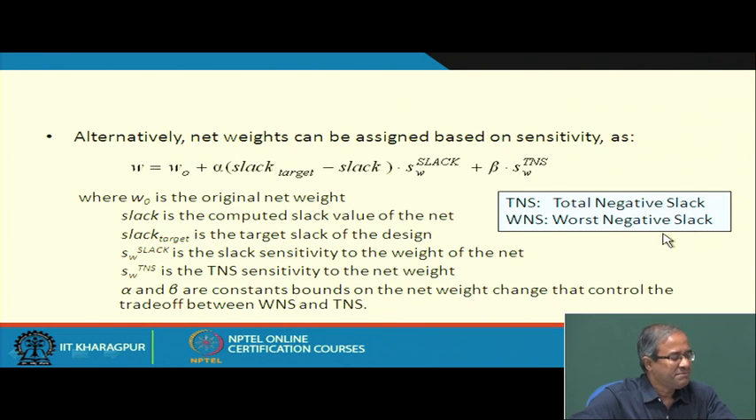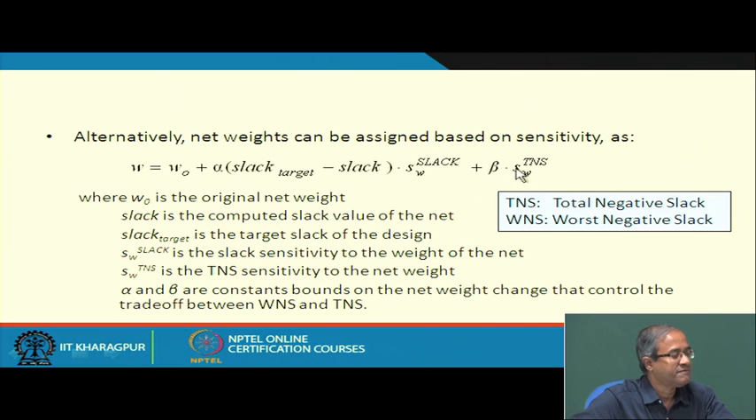So, there are some other methods also where net weights were based on sensitivity. So, this was the expression which was used. I am not going into much detail here. So, they used some computed value of the slack, and slack target is the target slack, how much slack you want. Alpha is a parameter, beta is also a parameter, and SW slack says what is the total negative slack sensitivity to the net weight. That means if the net weight changes, how much impact will it have on the TNS value.